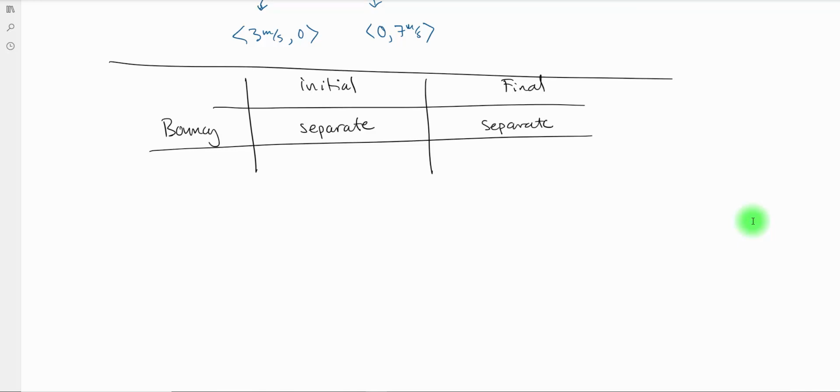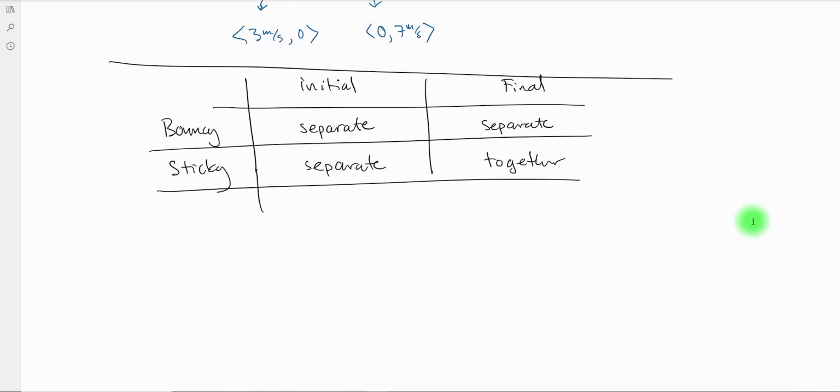The second type of interaction we can have, I like to call sticky. And sticky is when they are separate in the beginning, and then they're stuck together afterwards. Very creative term, right? Sticky. And finally, we have my favorite, which I like to call explodey. Got to end with a Y at the end there. And that's when things are together in the beginning, and then they're separate in the end.